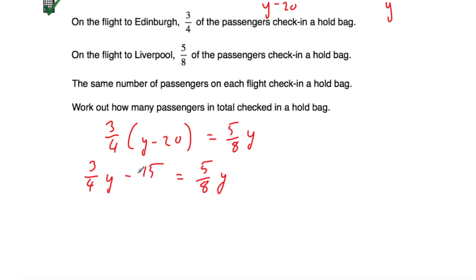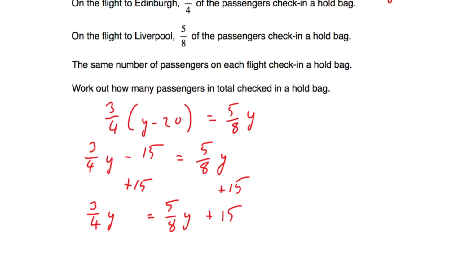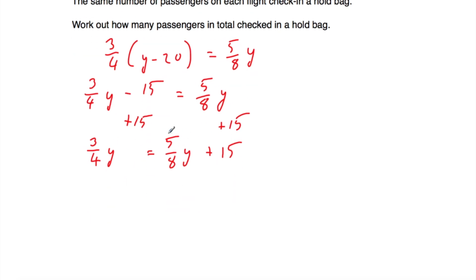So I'm going to add 15 to both sides. I'm going to add 15 to the left hand side and add 15 to the right hand side. So the left hand side would just become 3/4 y, and then on the right hand side we would have 5/8 y plus 15. Now we want to have all the y's on one side, so we don't want this 5/8 y here, so we're going to take away 5/8 y from both sides. So on the right hand side we'd just be left with 15.